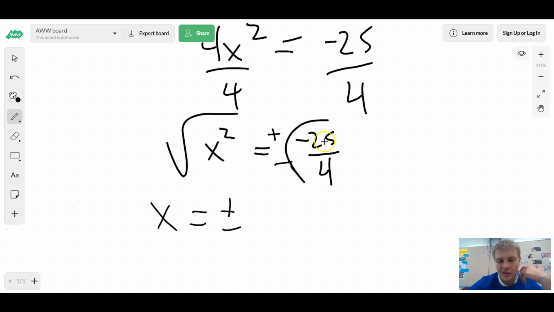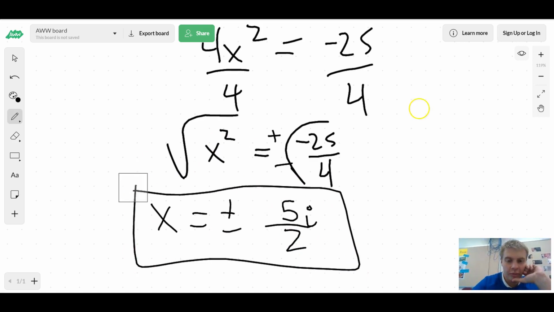The nice part about fractions is if you have a fraction, you can take the square root of the top and the square root of the bottom and get rid of the square root. And because we can take the square root of the top and the bottom, we can write it that way. So the square root of 25 is 5, but because it's a negative, I'm going to put a little i attached to it. And the square root of 4 is 2. So that's going to be my final answer.